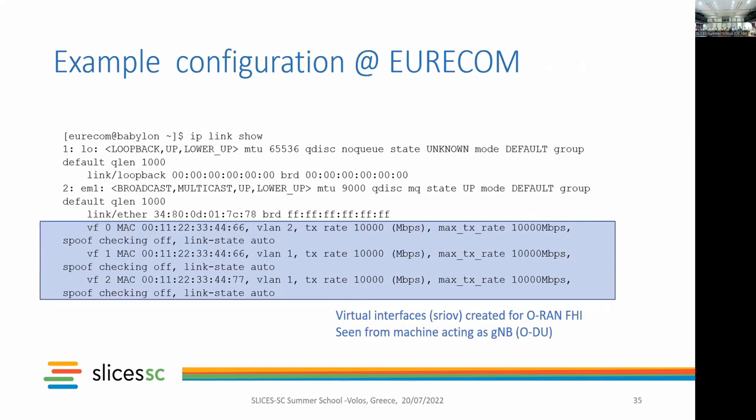So this is an example of the configuration of the machine at EURECOM. Here I did an IP link show on the machine which is running OAI. And you can see that on EM1, which is the physical link that is connected to the switch that has the radio unit on it, there are three virtual functions. Those are these SR-IOV virtual functions with different MACs, two of which have a MAC address 00:11:22:33:44:66.